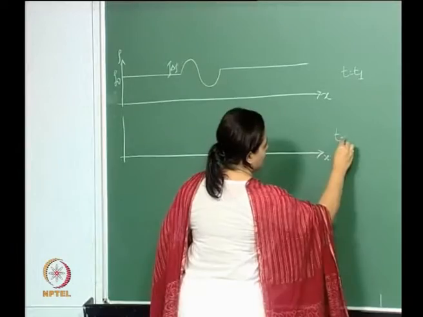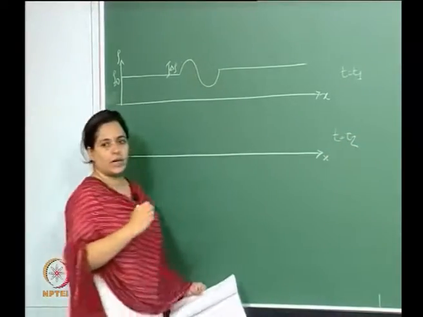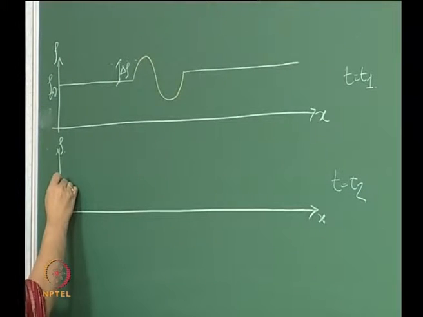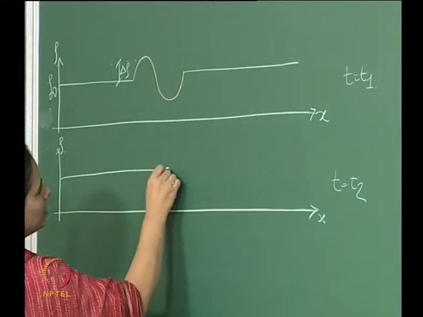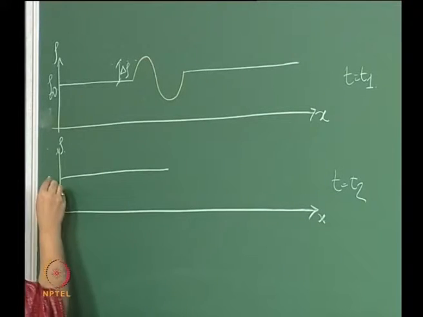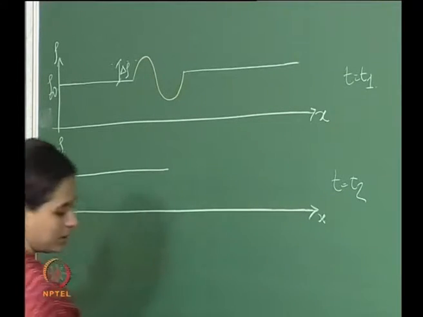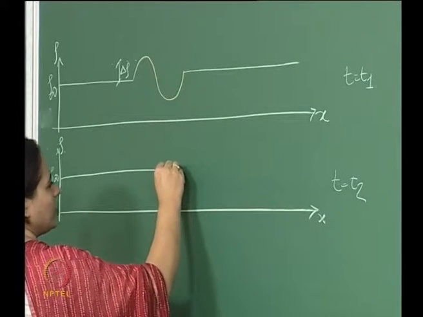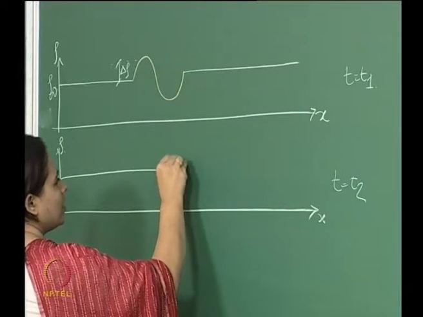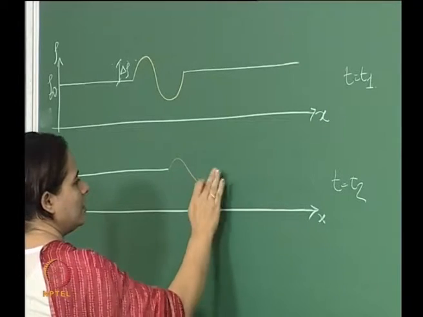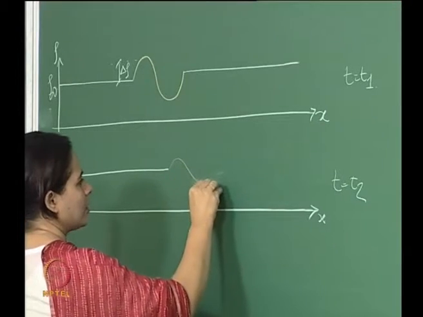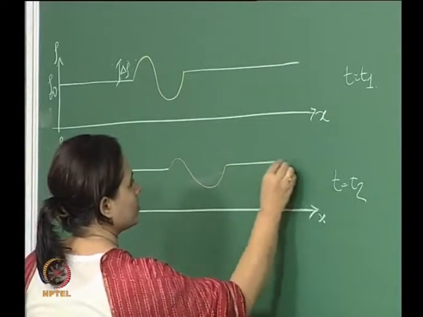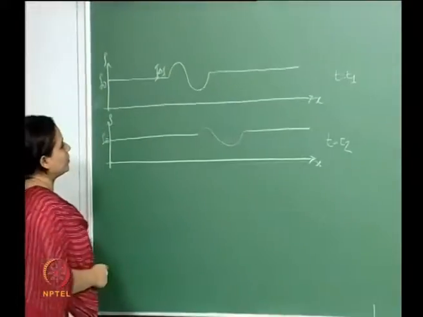Now, if I look at the same plot at another time instant, at an advanced time, again this disturbance also travels. Again this is gamma infinity, this disturbance also travels, but now it looks different as well.